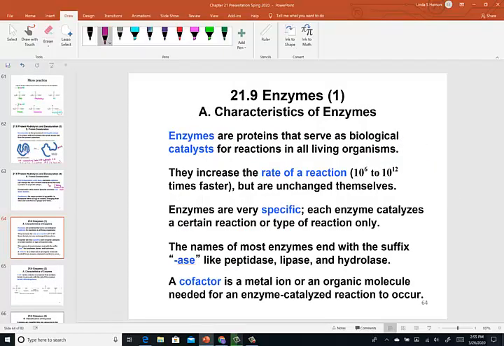Let's talk about enzymes a little further. Enzymes, we know, are called nature's catalyst. Enzymes are proteins that serve as biological catalysts. And what the catalyst does, we've learned, is just speed up a chemical reaction. It's the kinetics that are affected, right? It speeds up the rate.